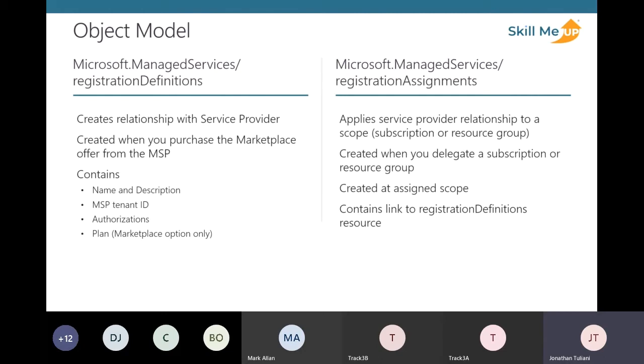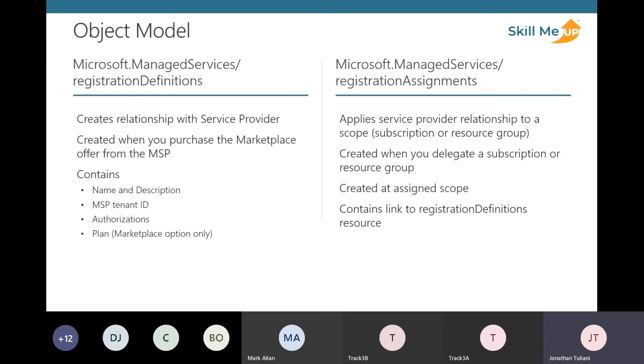For those familiar with policy and with role-based access control, you'll recognize that pattern of definition versus assignment. So in this case, the definition is what creates the relationship with the service provider. When you sign up from the marketplace, the way I was just showing you, that only creates the definition. It creates the relationship, and this is where you say what the tenant ID is and what permissions they're going to have and the plan from the marketplace and so on. This is all on the definition.